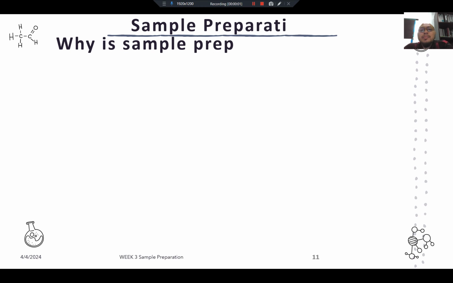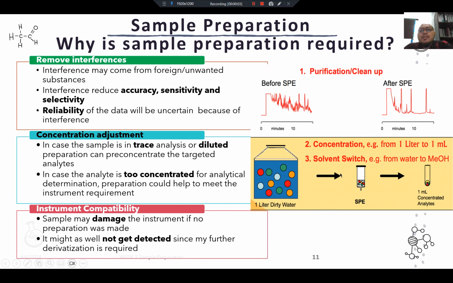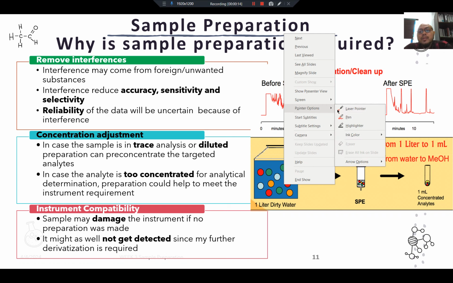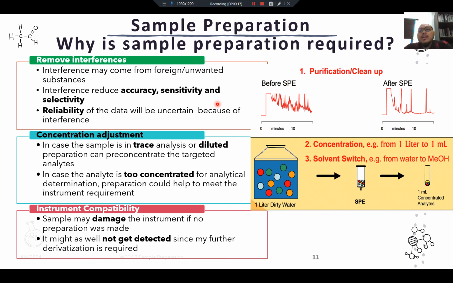So why is sample preparation required? First, you need to remove the interference. Why do we need to remove the interference? You need to ask that particular question in your mind. First, you want to make sure that you obtain a very clean analysis.